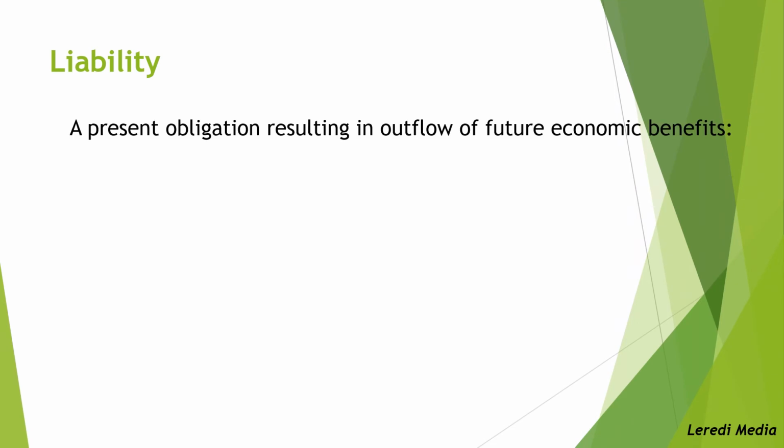Now let's look at the definition of a liability. What is a liability? A present obligation resulting in an outflow of future economic benefits. In a nutshell, for you to have a liability, you need to have a present obligation. And that present obligation has to be in the form of a legal obligation or a constructive obligation.